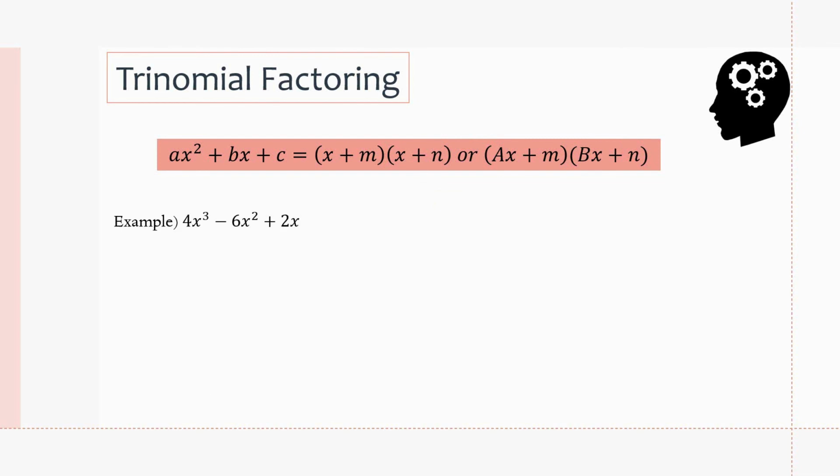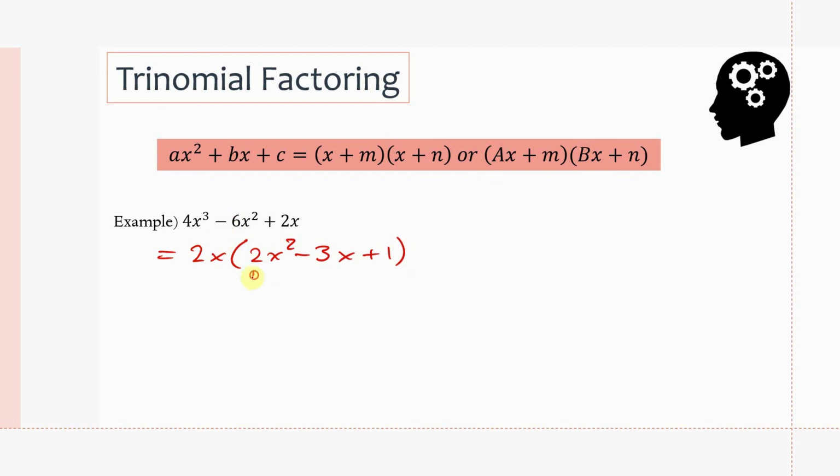4x cubed minus 6x squared plus 2x. So here we can see that we can common factor out. Firstly, before everything, you want to see if you can common factor out a term because it will make what you have to factor inside the brackets much easier. So from here, we can factor out, it looks like a 2 and an x. If we factor out a 2x, we get left with 2x squared minus 3x plus 1, right?